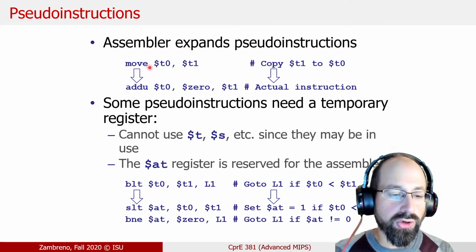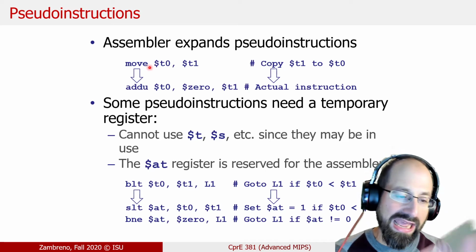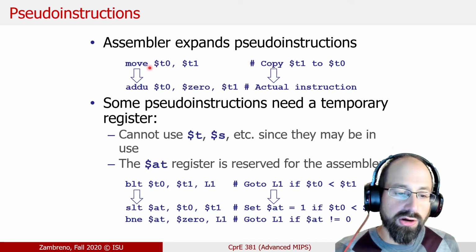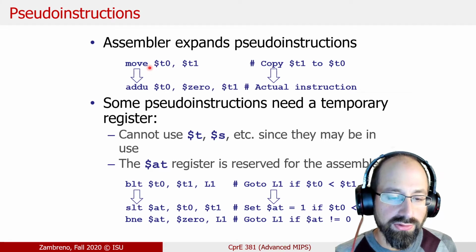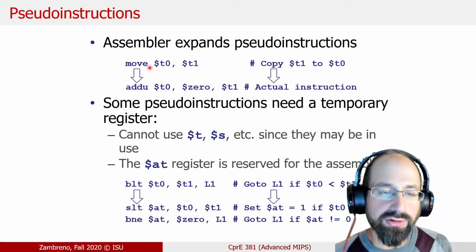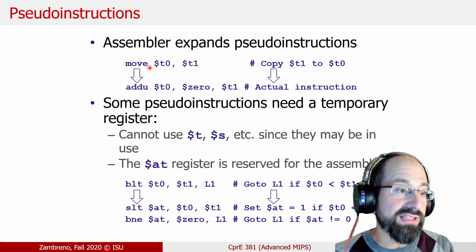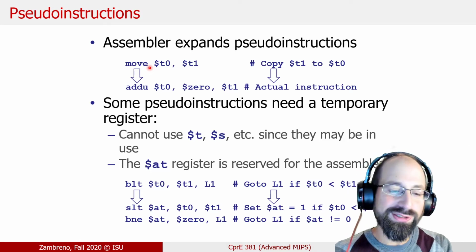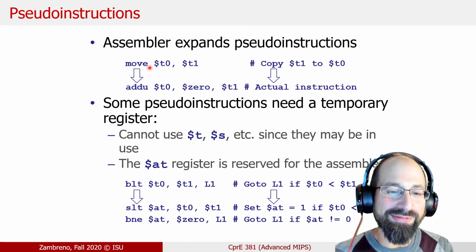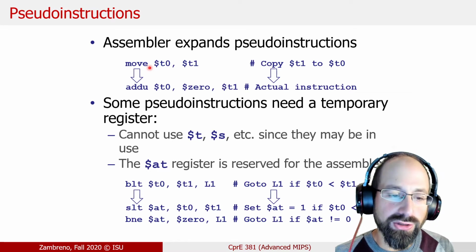In terms of you writing code for homeworks or exams or anything like that, pseudo instructions are fair game. There's only so many of them. There's not like there's hundreds and hundreds of them. Unless the question specifically asks, don't use pseudo instructions, they're fair game for you to use.